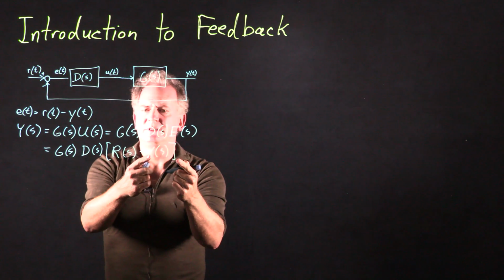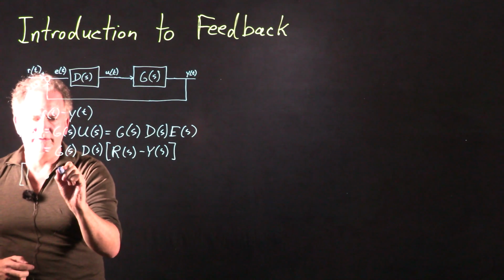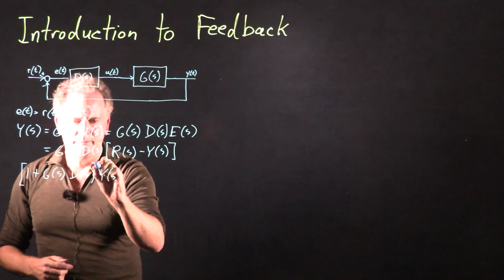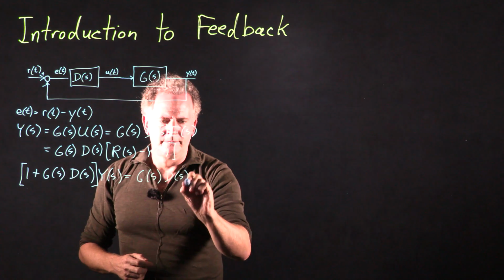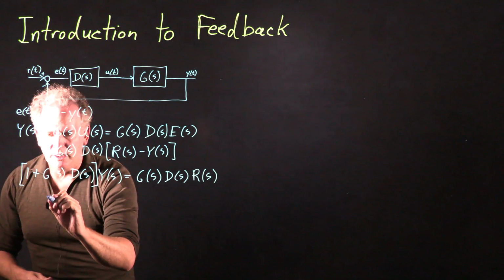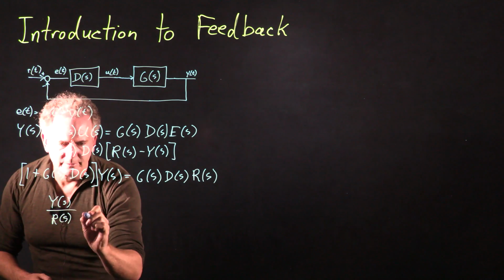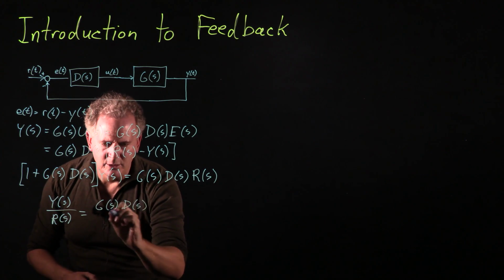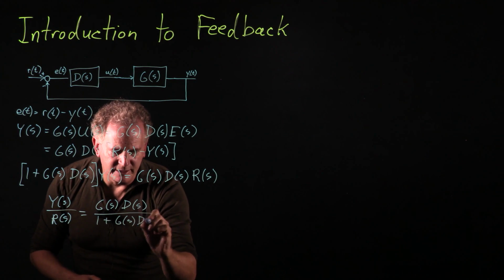Now we're going to swing the dependence on Y(s) over into the left-hand side, so we can write this as 1 plus G(s)D(s) times Y(s) is equal to G(s)D(s) times R(s). And then we can divide by R(s) and divide by this coefficient over here, and what we get is Y(s) over R(s) is equal to G(s)D(s) over 1 plus G(s)D(s).